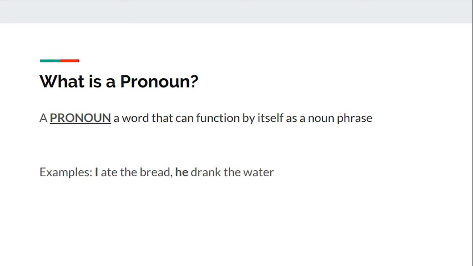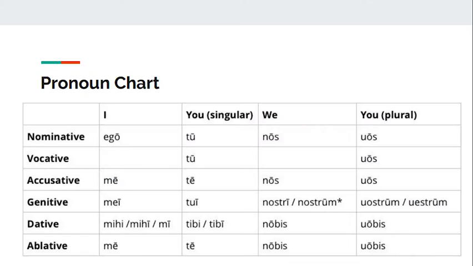What is a pronoun? A pronoun is a word that can function by itself as a noun phrase. An example is, I ate the bread, he drank the water. On the pronoun chart, there's a nominative, vocative, accusative, genitive, dative, and ablative.